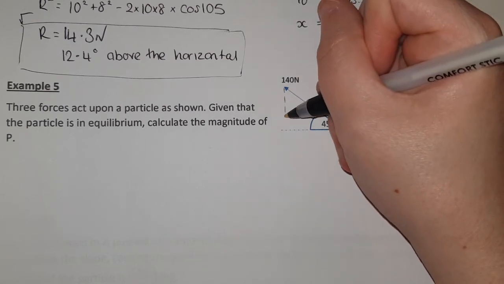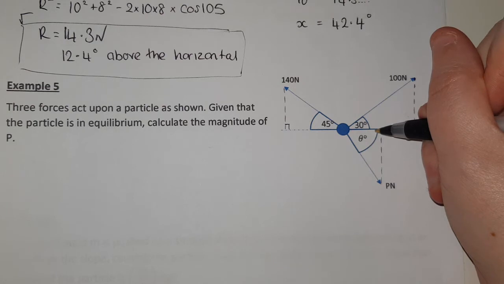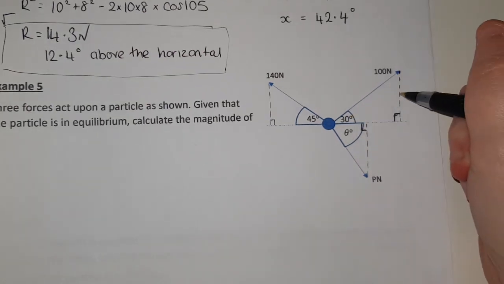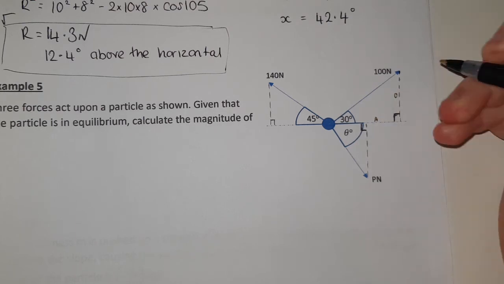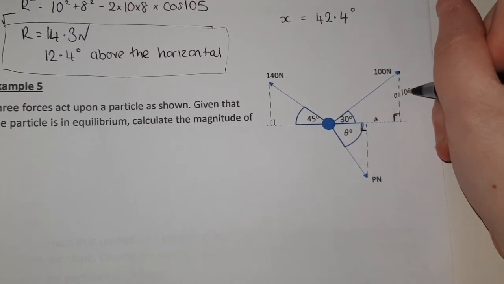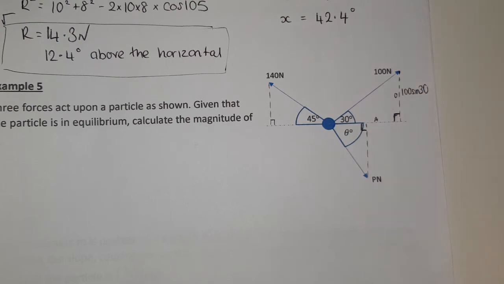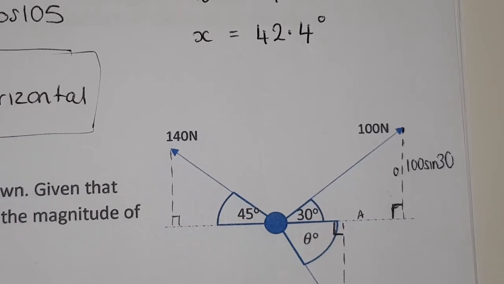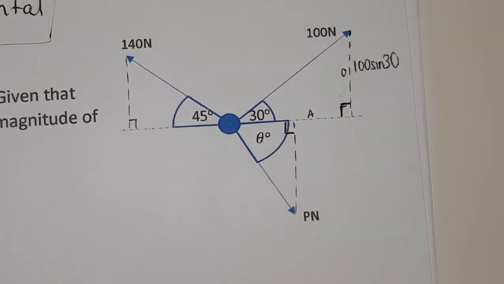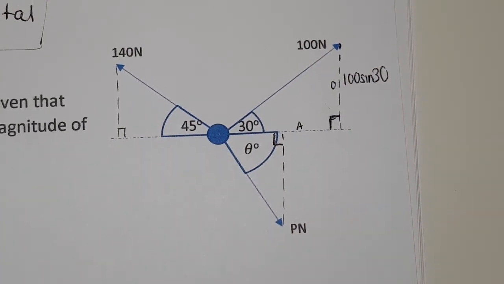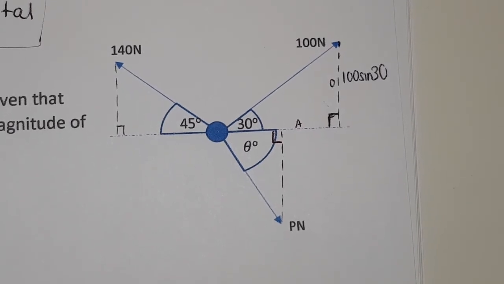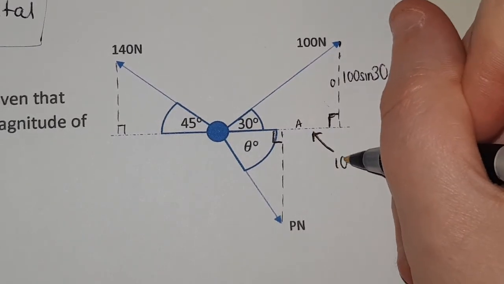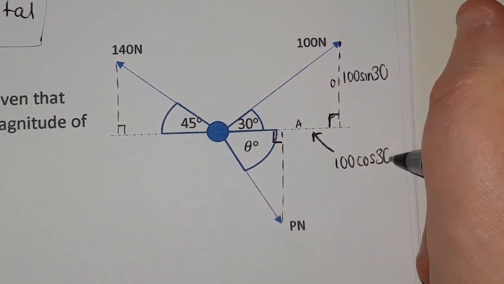So each time we're creating that right angle with our horizontal line. Okay, so for this one, I've got this side is opposite, this one's adjacent. So for this, I've got 100 sine 30. Okay, I'm just going to zoom in on this so you can see what I'm doing. So I've got 100 sine 30 there. That makes this side the adjacent, so that force on the bottom there is 100 cos 30.